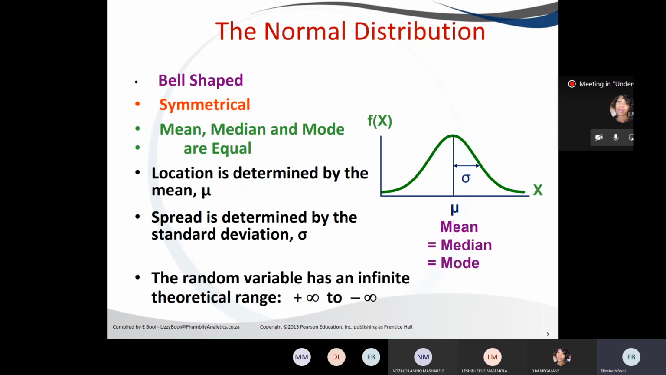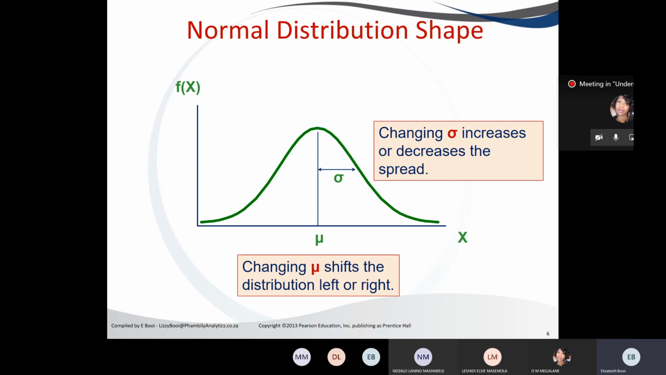And with a normal distribution, the random variables have an infinite theoretical range of positive and negative infinity. Therefore, the line of the graph never touches the x-axis, because the values go down to negative infinity and also up to positive infinity. Like I said, a standard normal distribution has a mean of 0 and a standard deviation of 1.